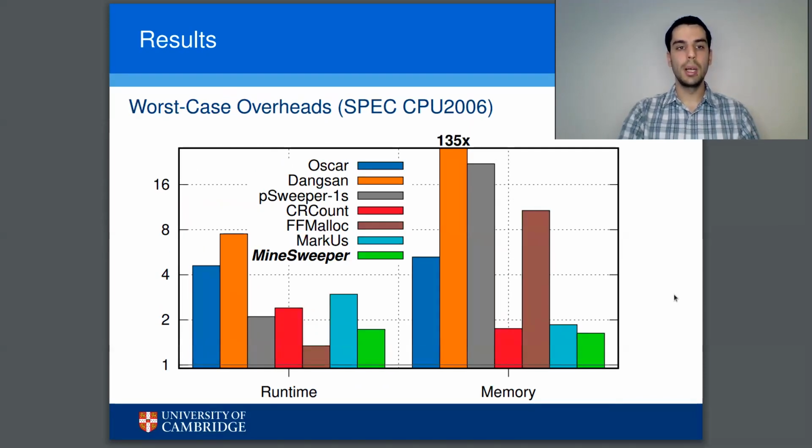This is even more apparent when we look at the worst case behavior. Note that ffmalloc's overhead is over 10 times, whereas MineSweeper's is 1.7 times.